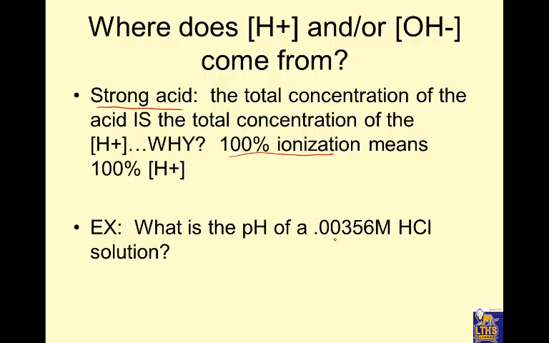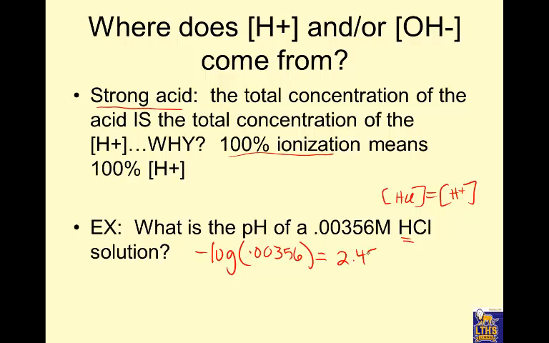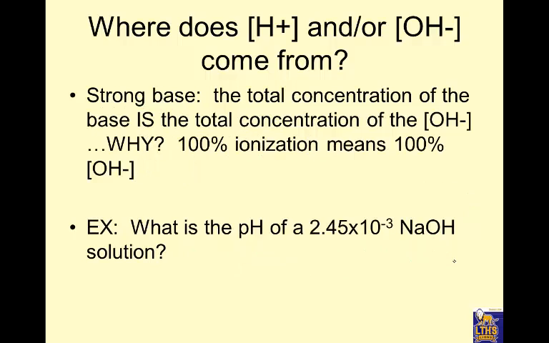So what is the pH of a 0.00356 molar HCl solution? Well, this is an acid. It's a strong acid. So that means the concentration of HCl is equal to the concentration of H plus, because all of the HCl turns into H plus. So if we want the pH, all we have to do is hit negative log, plug in 0.00356, and you get 2.45. Okay, so is this solution an acid, a base, or neutral? Well, the pH is less than 7, so it's an acid. Woohoo!